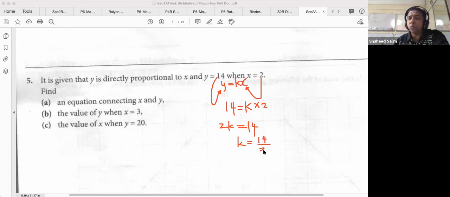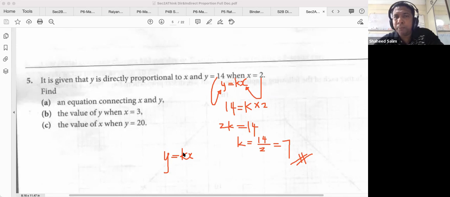So what are you going to do once you get this value? Very simple, watch. You know that the formula is y equals to kx. Make sure first of all that y is y. This is y, they're using y. X, they're using x. Because in some questions, they might say A and B or P and Q. So now we make sure it's y because they want you to form an equation connecting x and y. So now you know what k is. So y equals to 7x. Why 7x? Because k is 7. So this is your first answer.